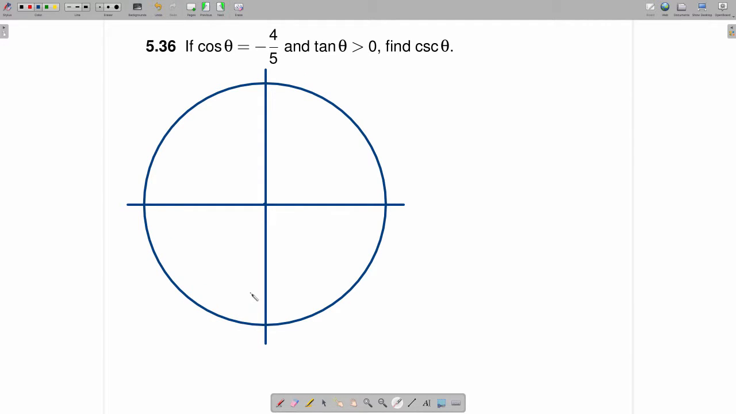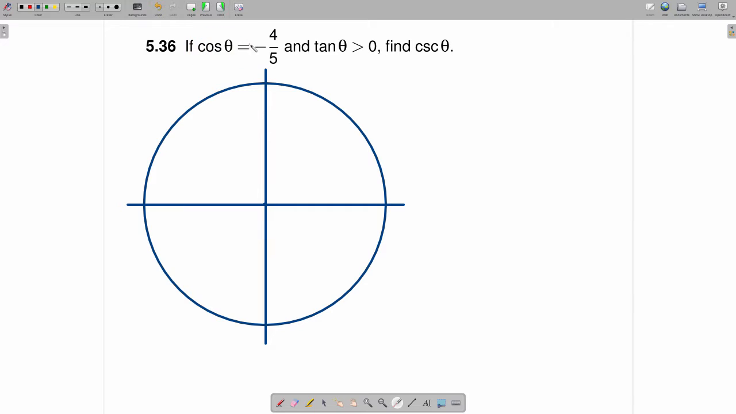The reason for that is you know that the tangent is equal to the ratio of the sine and the cosine, and in the first quadrant the sine and the cosine are both positive, and in the third quadrant the sine and the cosine are both negative. So tangent theta greater than 0 tells you you're in quadrants 1 or 3.